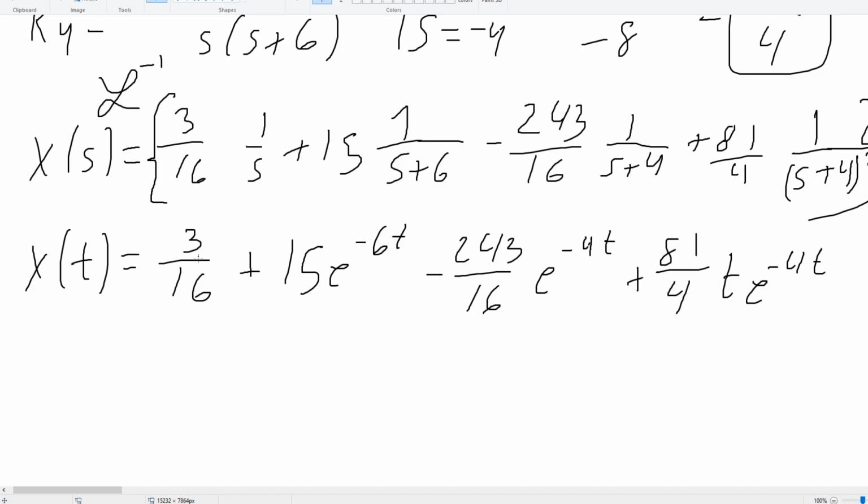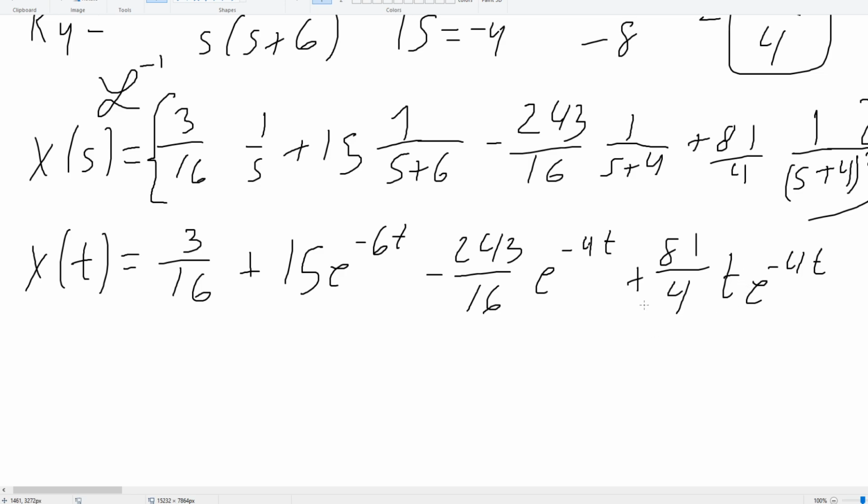So 1 over s, when you transform this, it's just going to be the number. 1 over s just goes away. 1 over s plus 6. When you have 1 over s plus 6, it becomes e, and then you take negative of whatever this value is, so it becomes negative 6t. Same thing over here, s plus 4 is going to be e to the negative 4t, and if you have a squared, it's going to be e to the negative 4t again, but you're going to write t on the outside as well.